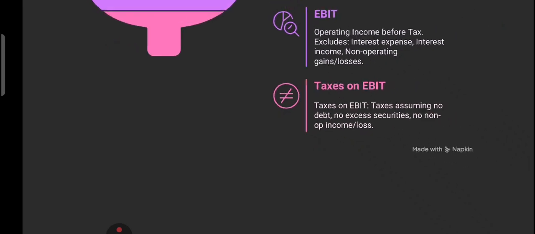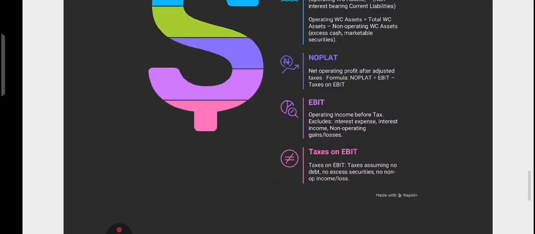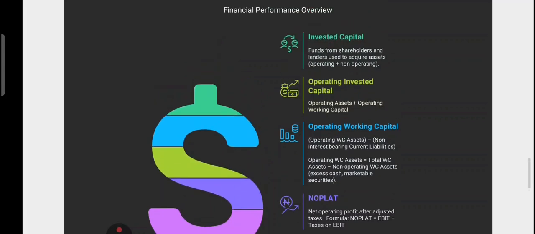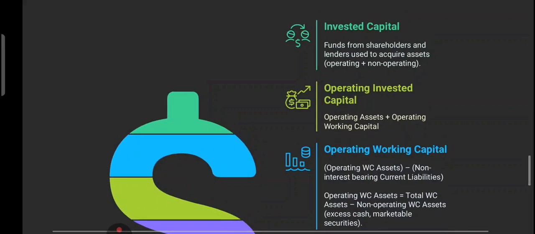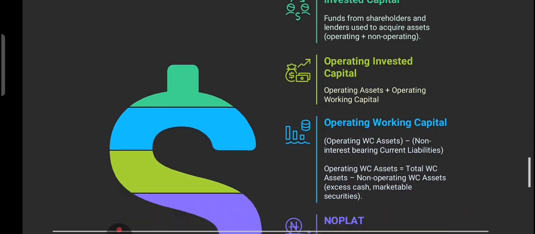So in short, let me summarize these five parameters which we have just gone through. Invested capital gets the machine running. Operating invested capital powers daily work. Working capital keeps cash flowing. EBIT is earnings before outside costs. NOPLAT is real business profit after tax. And tax on EBIT is what the taxman theoretically takes.